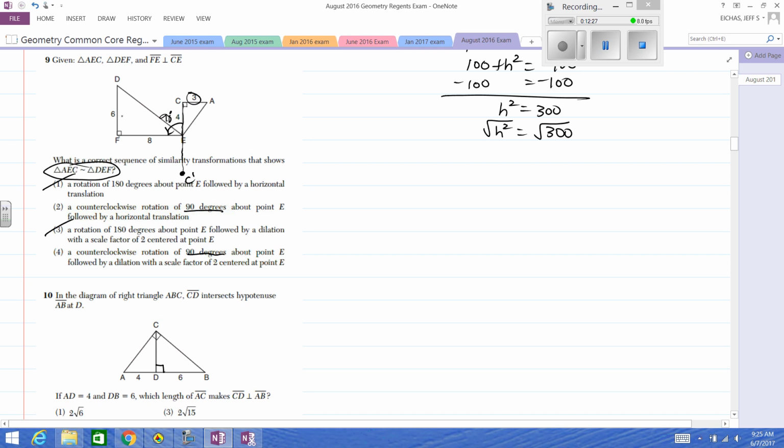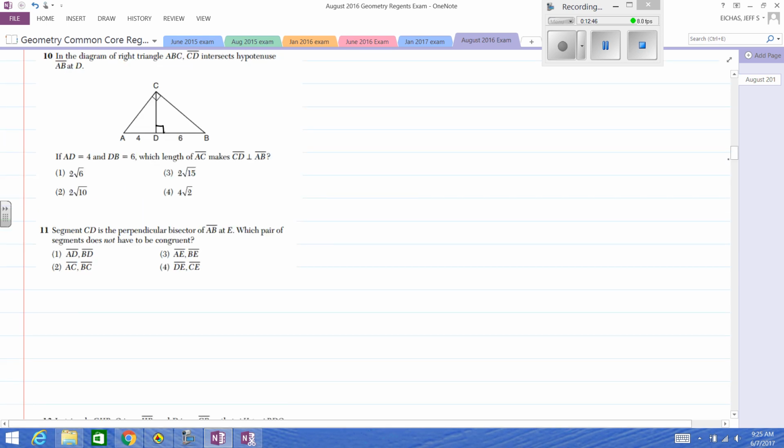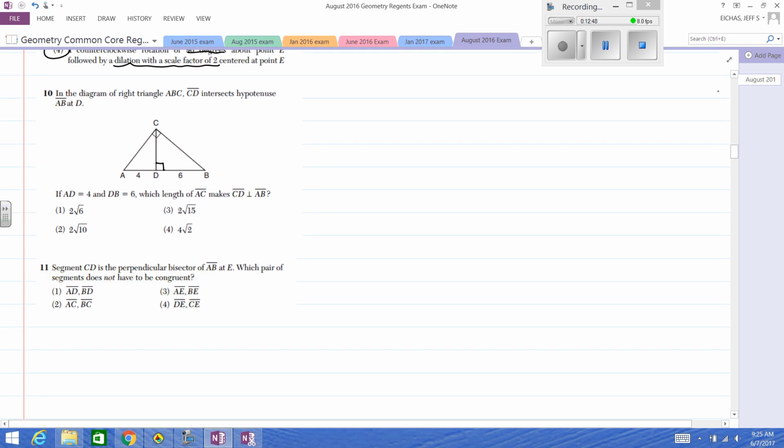It shows right here, 3 to 6. You're not going to get that from a translation. A translation can't change the size, so get rid of that. It's got to be choice 4. It's the only thing, because dilation will double the size. Yeah, that one checks out. That's choice 4. Three similar right triangle problem.